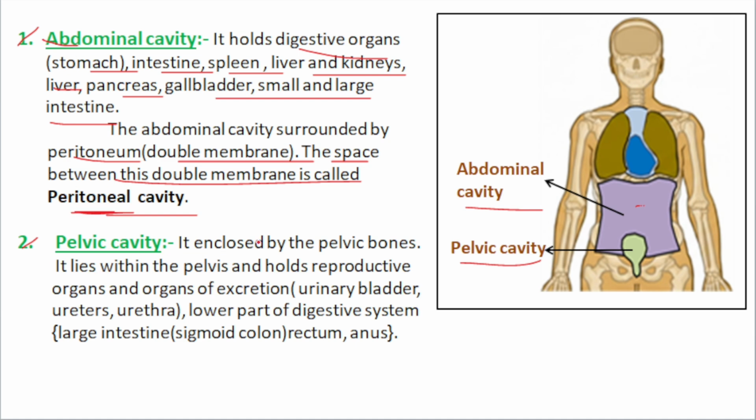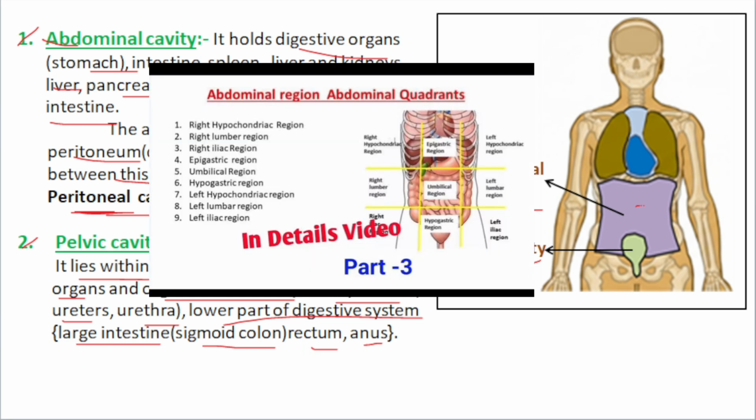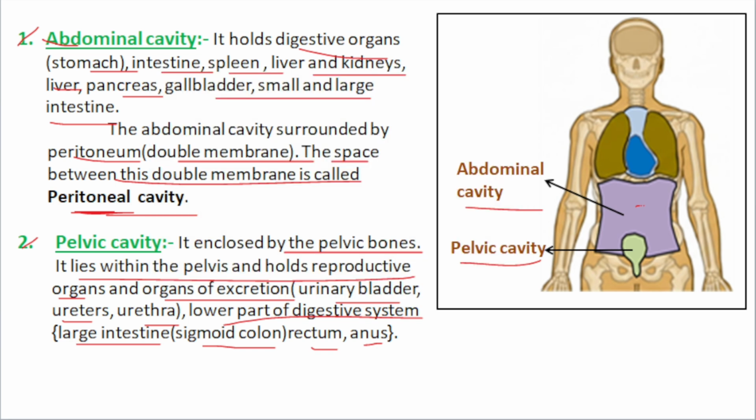Then the pelvic cavity, which is enclosed by the pelvic bone and lies within the pelvis, and it holds the reproductive organs and the organs of excretion like urinary bladder, ureter, urethra, and the lower part of the digestive system, for example large intestine, mainly the sigmoid colon, rectum, anus. These are also included in the pelvic cavity. About the abdominopelvic cavity, I already discussed it in a long video, and I also shared the link of this video in the comment section and also in the description box.